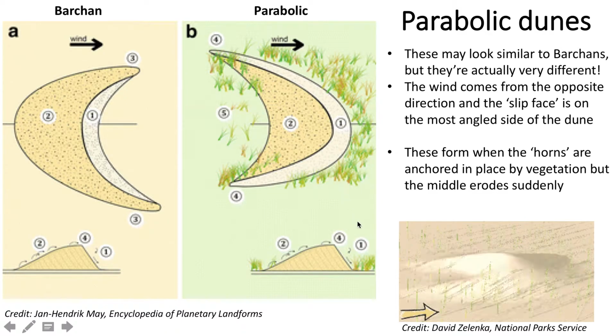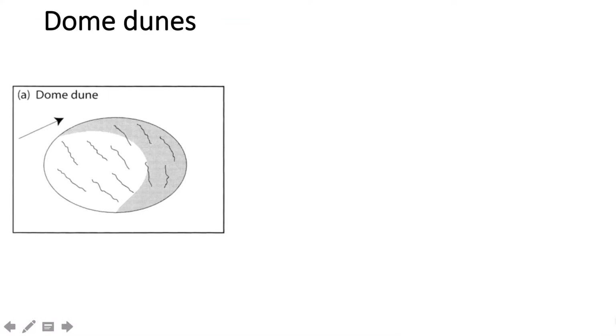So then we have the slip face on the most rounded, the outer bit of the dune. And so what's happening is that it starts off as some kind of a little dome dune, and then you get something blow out the middle of it, and it doesn't behave the same way as a Barkhan dune because you have vegetation or sometimes water or ice that sort of anchors the horns and stops them from being moved. So the middle of the dune gets kind of moved away, but the rest of it kind of stays where it is. And they can often be by coasts.